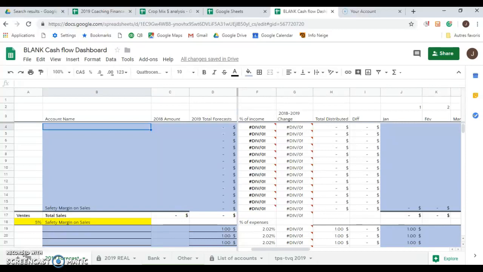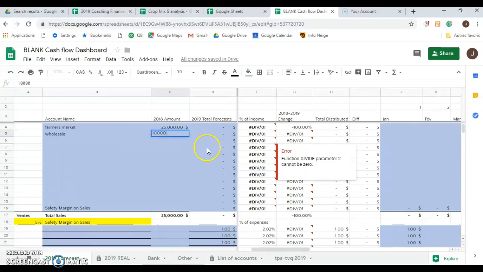So there's the first tab here, 2019 forecast, where we're basically just going to plan out what do we imagine is going to happen this year. So let's start by imagining this super simple farm that sells at farmer's market and wholesale. And so here you would enter your 2018 amount. Let's say last year we sold $25,000 at farmer's market and $10,000 wholesale.